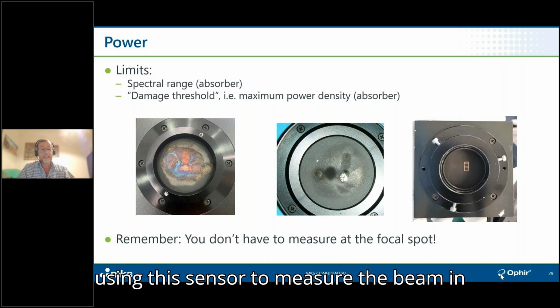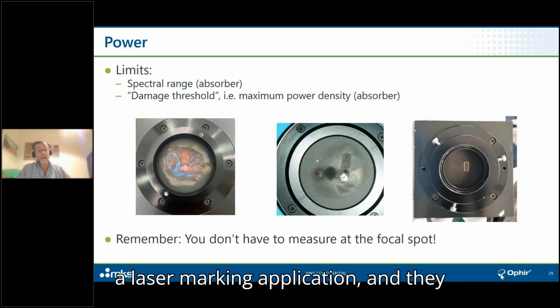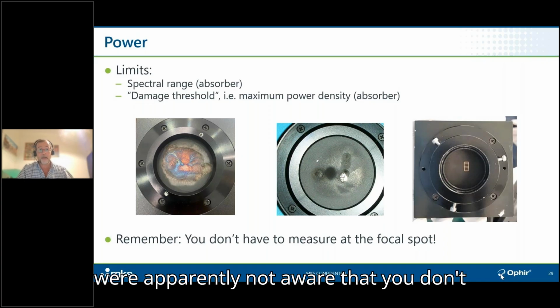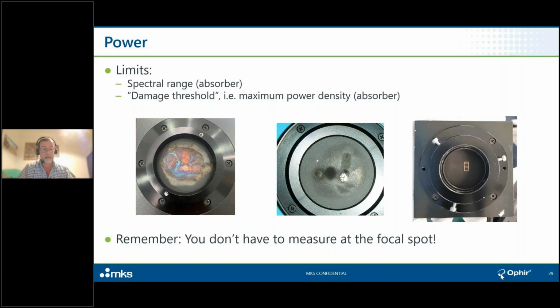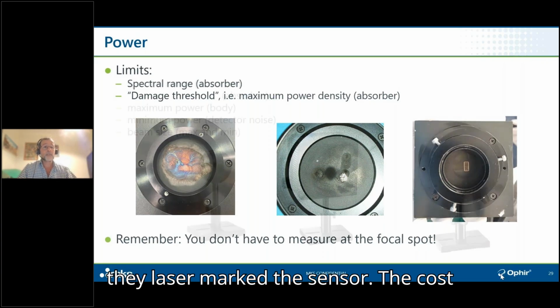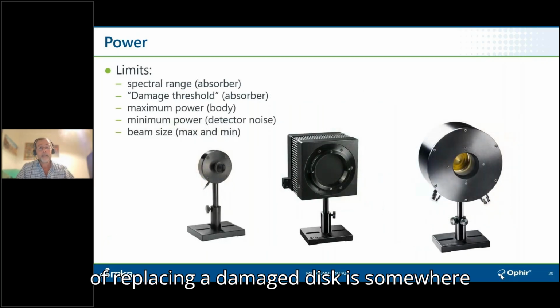So this is an important sentence to keep in mind. You don't have to and you don't want to measure at the focal spot. It's the same number of watts and joules defocused as focused. Very important. Additional limitations: the maximum power that a sensor can handle.